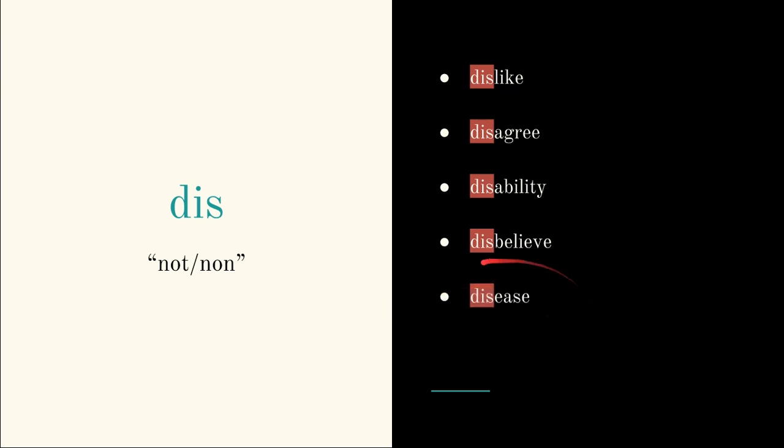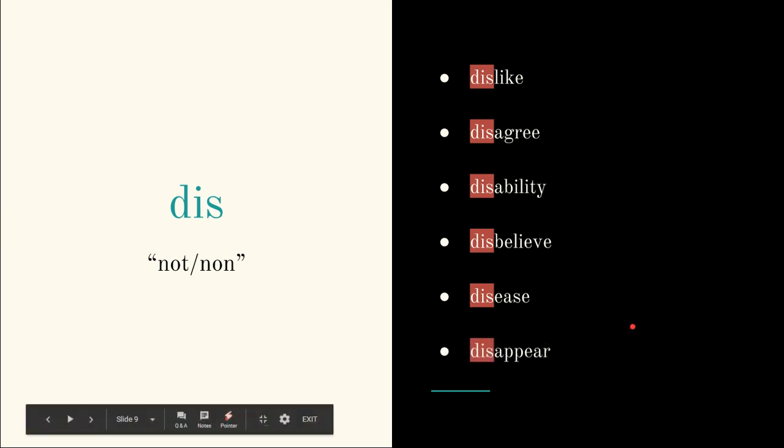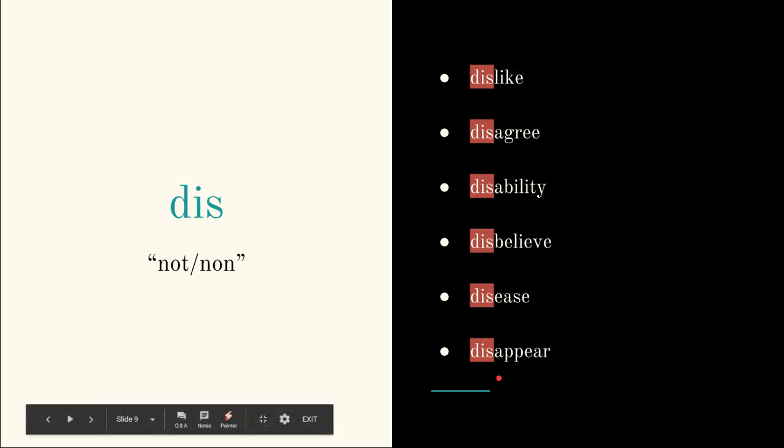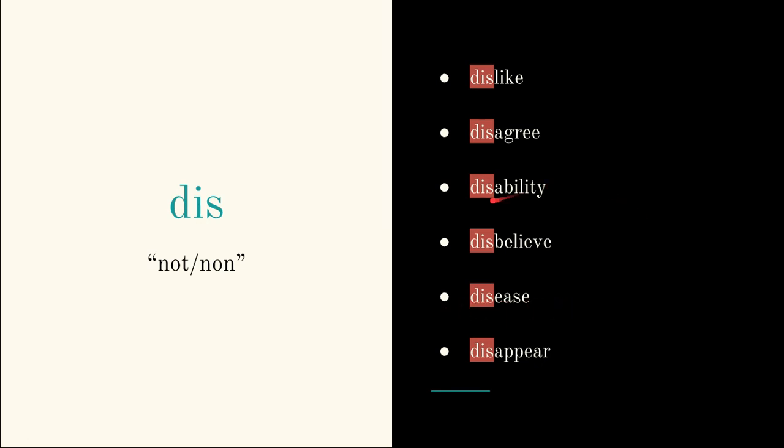If you have a disease, it's like ease, as in feeling good. You are feeling not good, not eased. And then if you disappear, you make yourself not appear. So a lot of times dis will go with a verb, but then sometimes it can be turned into a noun, like disease, or disability is a noun. So it's just another way of saying not or opposite or don't.